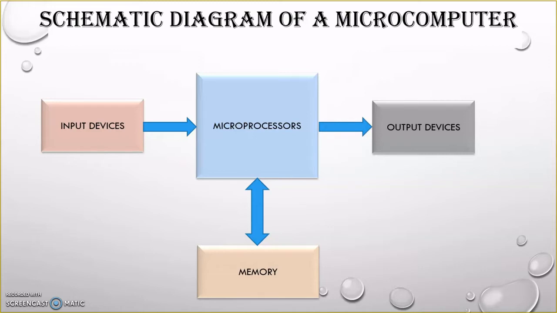Next one, this is the schematic diagram of a microcomputer: input device, microprocessor, output devices, memory. Input devices are used to feed information, that is programs and data, to the computer. The memory is a storage device. It stores programs, data and results. The output device displays or prints program, data or results according to the instruction given to the computer.